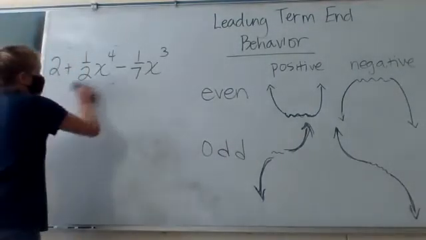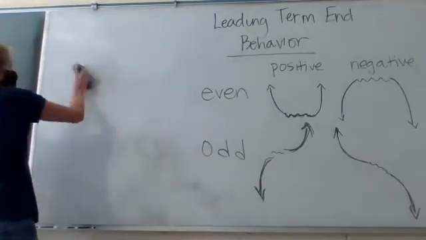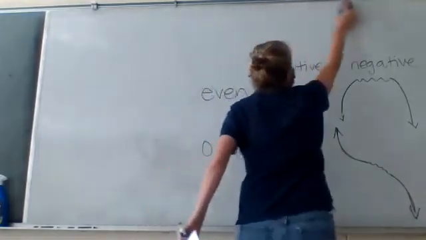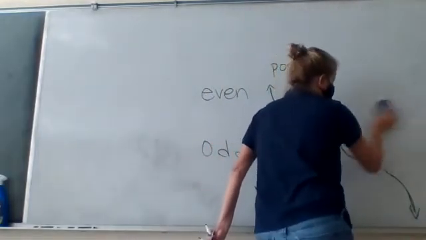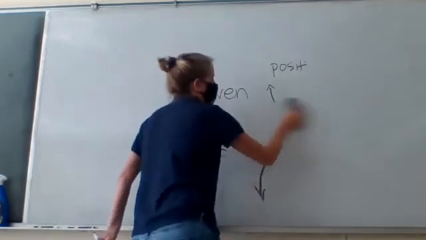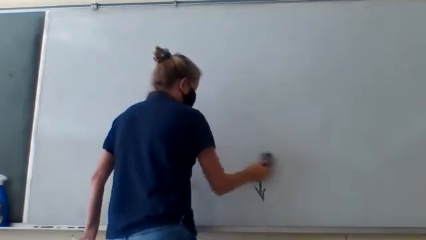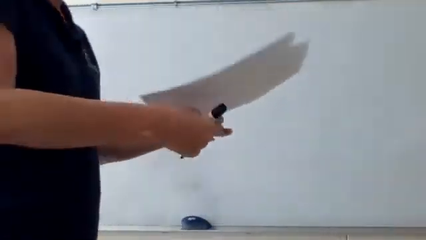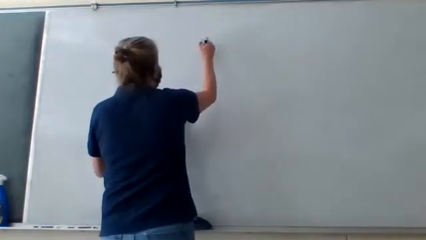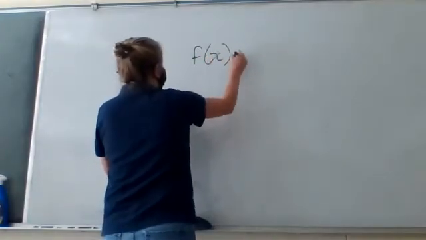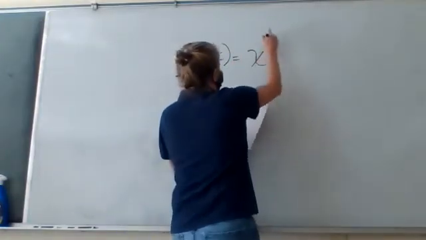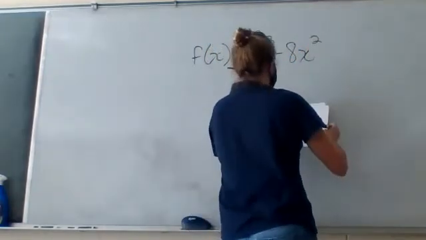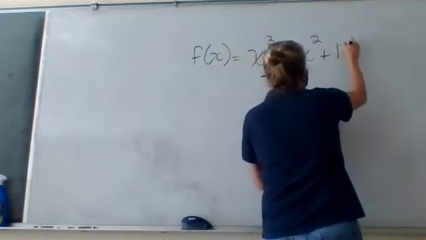Number 5. Talking about zeros. Now remember the terms that are interchangeable. The term 0 is interchangeable with x-intercept and solutions. Those are all talking about the same thing. So it wants to know, in this function, f of x equals x to the 3rd minus 8x squared plus 13x plus 6.